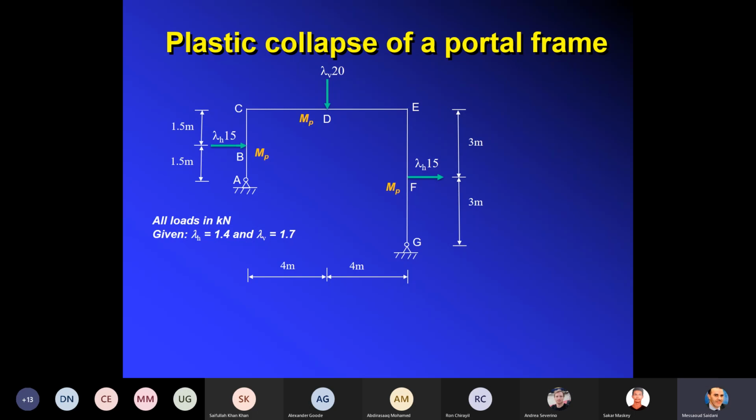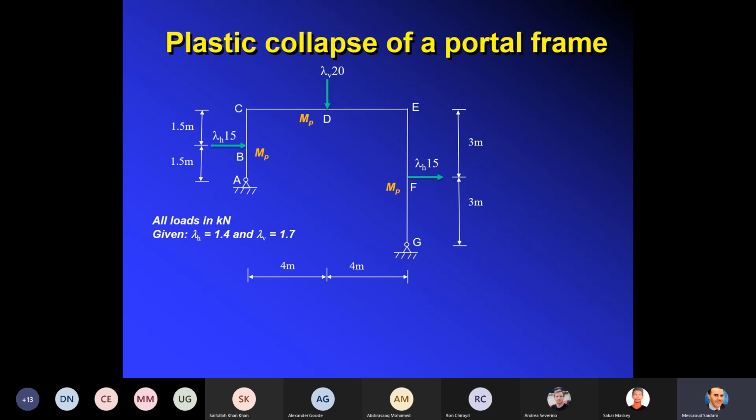We have a rectangular portal frame, which is not symmetrical. The geometry is not symmetrical and the loading is not symmetrical. The columns are 3 meters for AC and 6 meters high for GE. The beam is 8 meters long. Then we have horizontal loads on the columns: lambda times 15 for the horizontal load on AC, lambda times 15 for the horizontal load on column EG, and then lambda times 20 for the beam, sorry, CE.